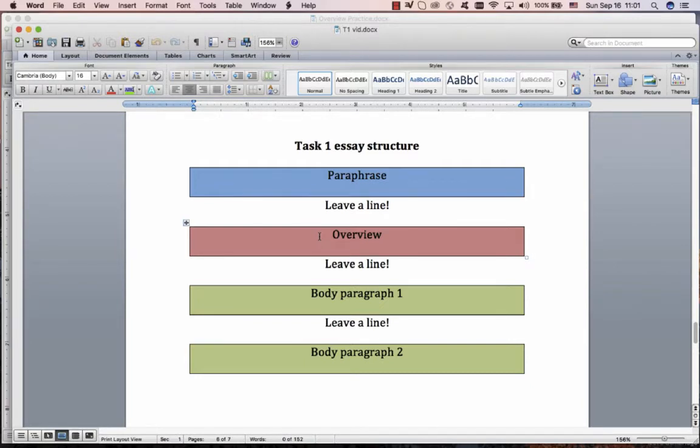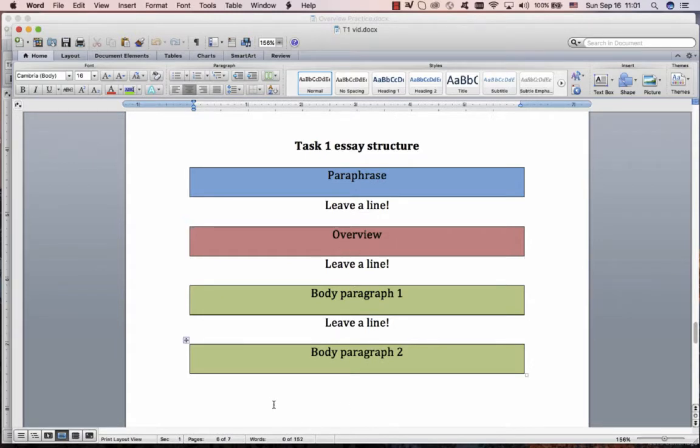It prepares the examiner's mind to give you a high score. If he sees the overview is good, then he goes into the next 2 paragraphs with a positive feeling. If he sees the overview is wrong or bad, he goes into those paragraphs with a negative feeling. So you really want to make sure you get it right.